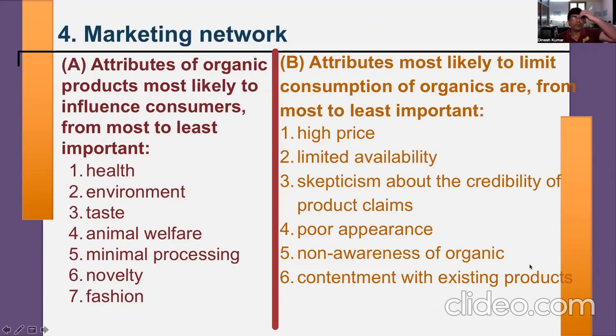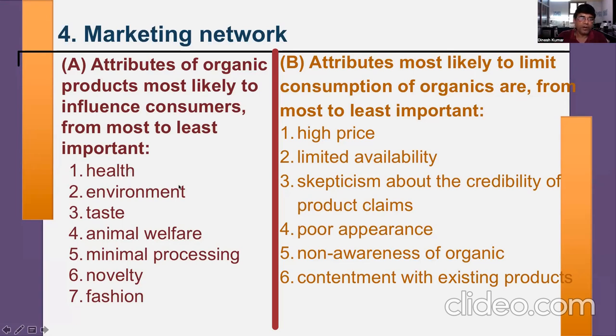The fourth component of organic farming is the marketing network. How to sell your product? So why should a consumer buy organic products? The preference for organic products from the consumer side is that most consumers think that organic products are healthy. Therefore, they buy it.